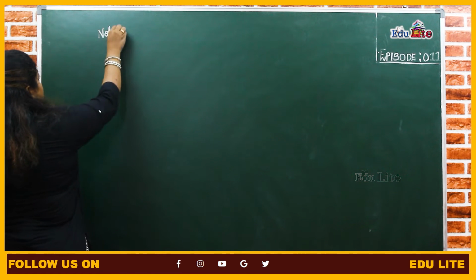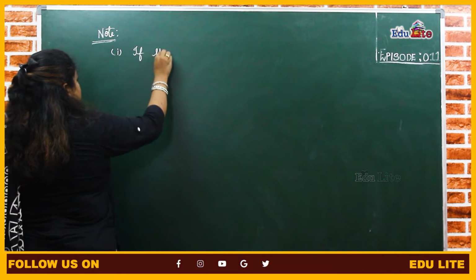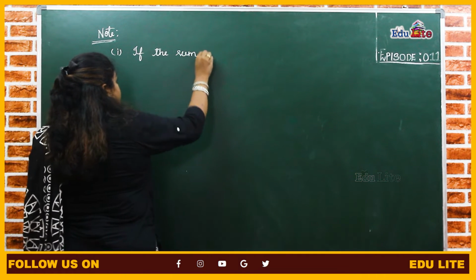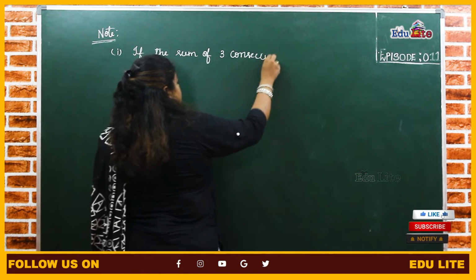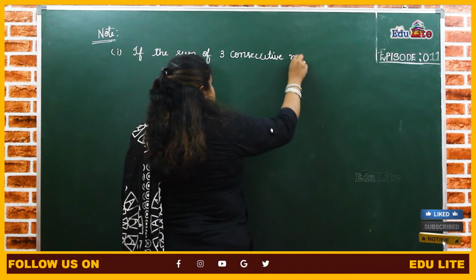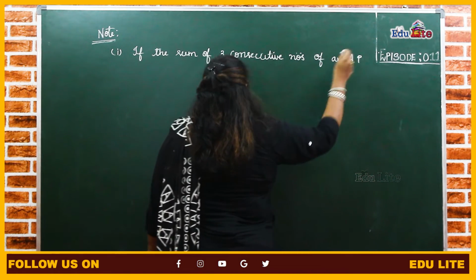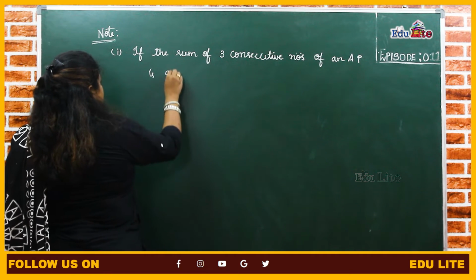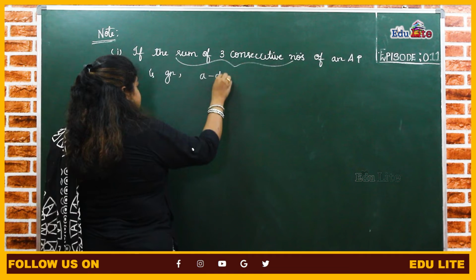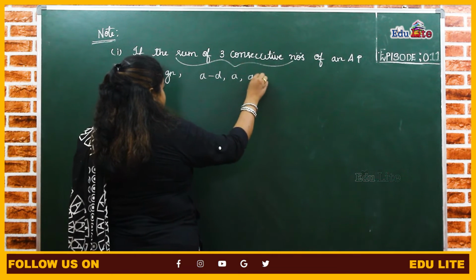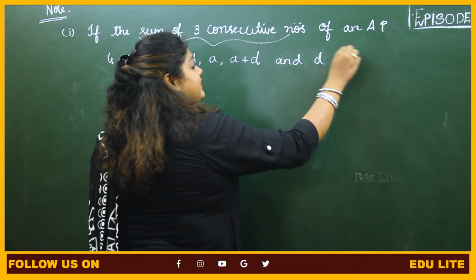Next is, we are going to see the note. If the sum of 3 consecutive numbers of an AP is given, then we can take the consecutive numbers as a minus d, a, a plus d, and d is common difference.